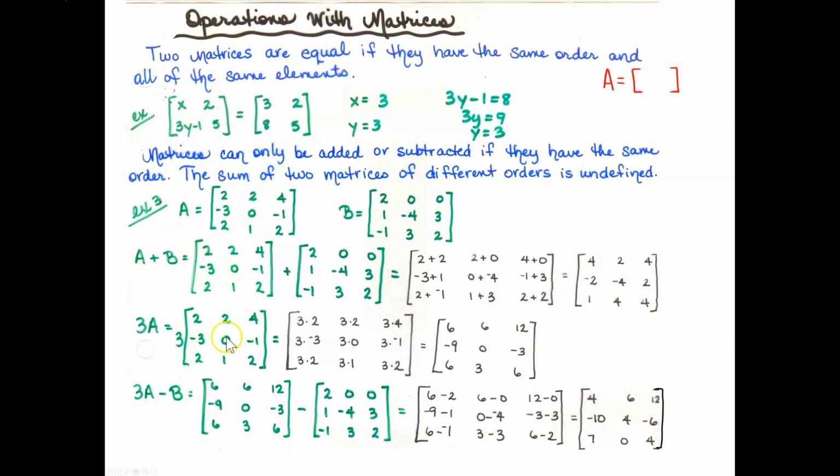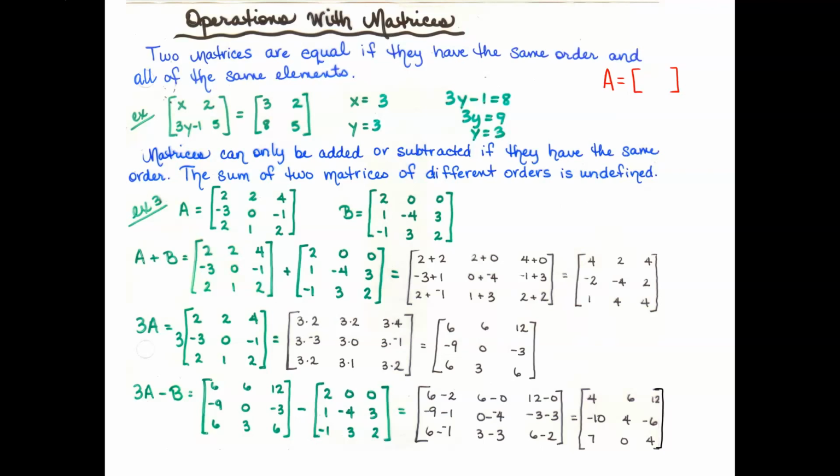3 times 4 is 12. 3 times negative 3 is negative 9. 3 times 0 is 0. 3 times negative 1 is negative 3. You get the idea. So that's how we're getting this new matrix over here. Again, that's scalar multiplication.